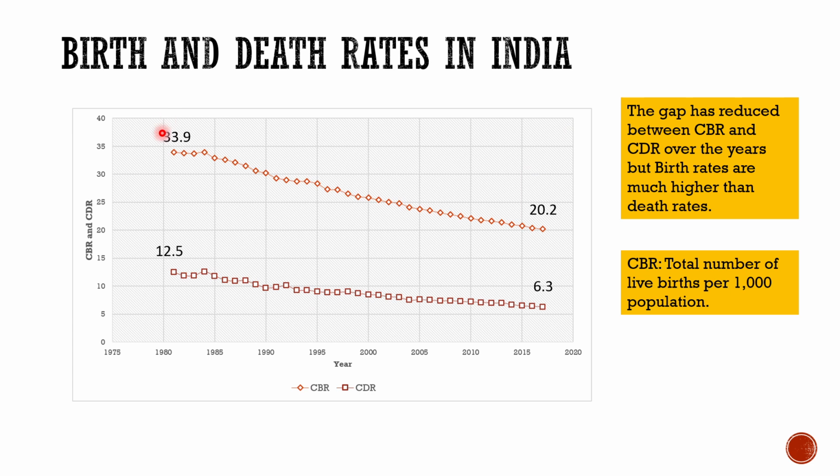Here, you can see that in 1981, it was 33.9 live births per thousand population, and it has decreased to 20.2 live births per thousand population, whereas the crude death rate was 12.5 in 1981, and it has decreased to 6.3. As you can see, this gap between CBR and CDR is actually the natural rate of growth of population. And this gap has not significantly decreased over the years.